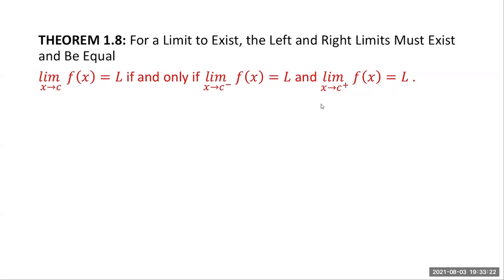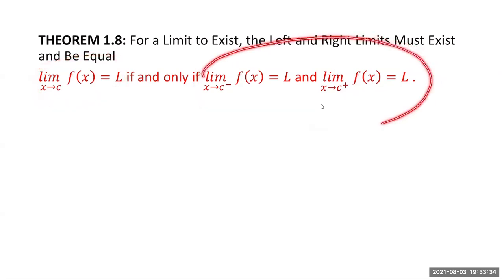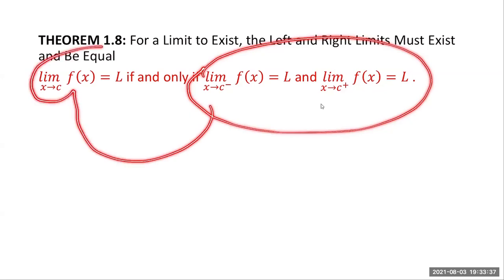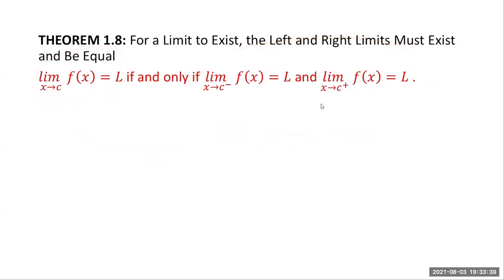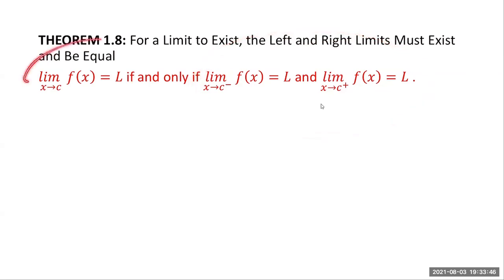So what do we mean by this if and only if? If and only if means if this is true, this has to be true. And if this is true, then this has to be true. It should imply both directions. If this is true, this has to be true. And if this is true, this has to be true. That's what we mean by if and only if. Actually, the proof of this theorem is so straightforward. It is just an unwinding of the definition. I'll show you one side.